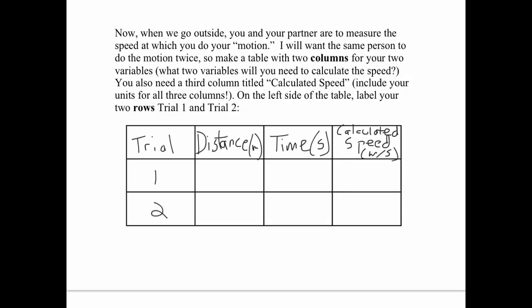As you can see, I now have written in the things I need for my columns in my data table with units, and we're going to solve for the calculated speed here by taking the distance column and dividing by the time column for each trial.